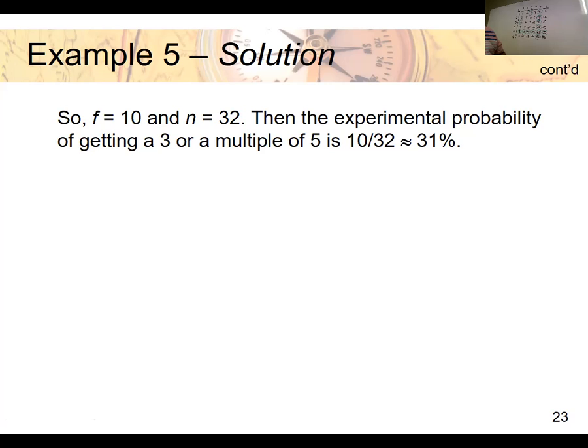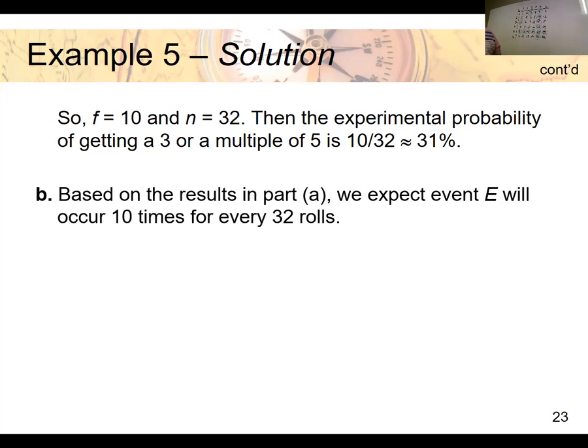And those numbers that they came up with is just an example of what they did when they tossed the coin, in this case 32 times, and came up with those results. And now part B, based on the results in part A, we expect event E will occur 10 times out of every 32 rolls. That's basically what that means.